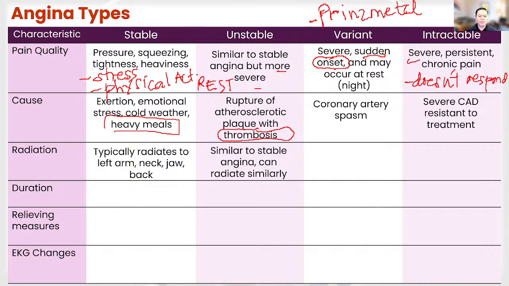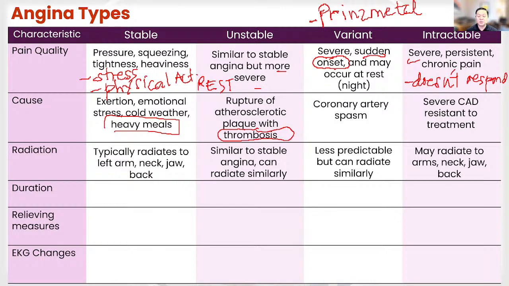But if we're talking about the variant type of angina pectoris, this is going to be less predictable as far as the radiation, but can radiate significantly as well. All right. Now, as far as the intractable type of angina, it can also radiate to the arms, the neck, the jaw, the back. Not a whole lot of differences.